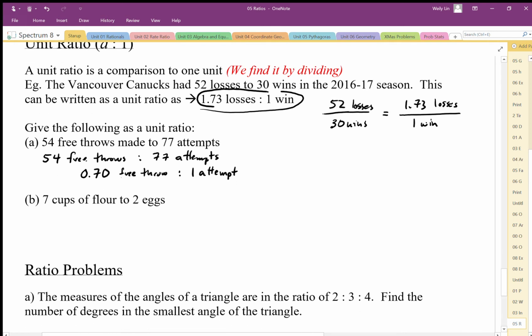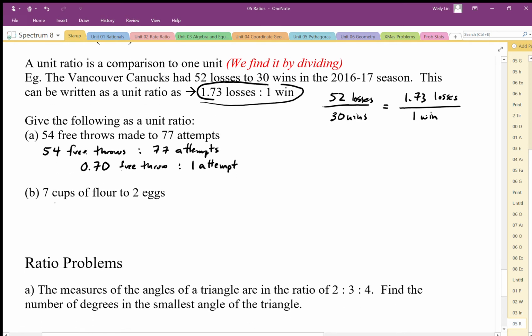Here I can say I have 7 cups of flour to 2 eggs. So I divide, and I get 3.5 cups for 1 egg.